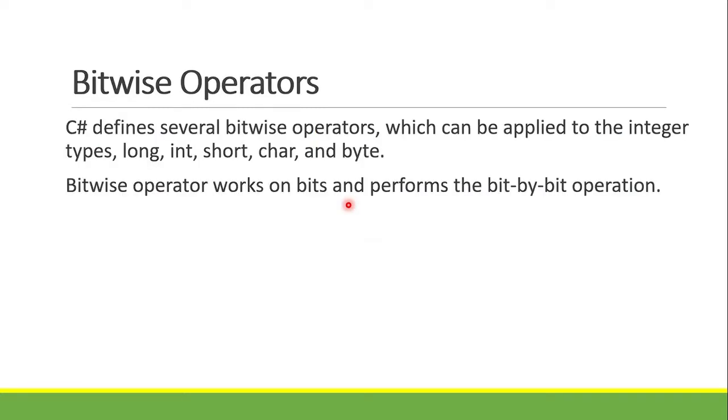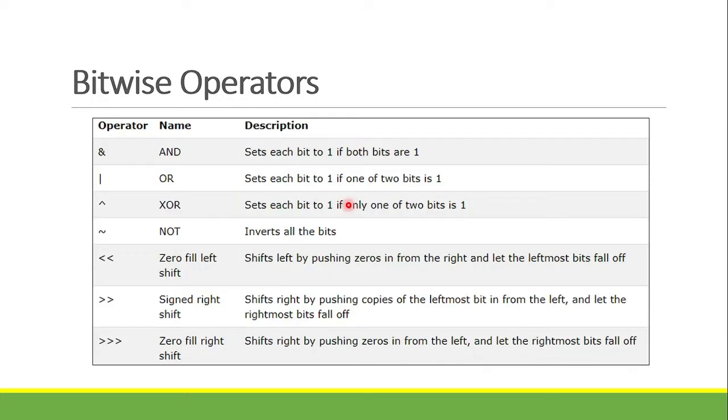So, let's proceed sa naiwang topic natin, which is the bitwise operator. C# defines several bitwise operators which can be applied to the integer types, long, short, and the different data types. Bitwise operators work on bits and perform the bit-by-bit operation. So, andyan si AND, OR, XOR, NOT, left shift, sign right shift, zero fill right shift.